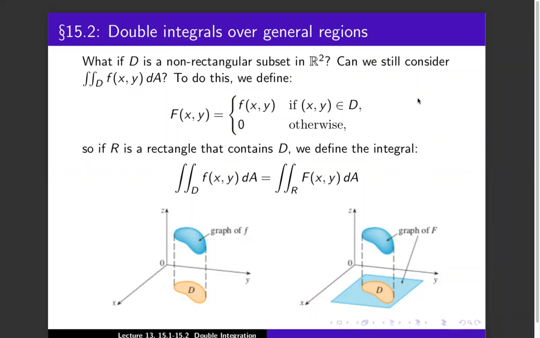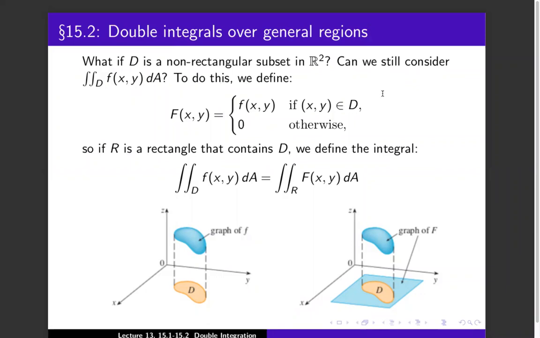You notice, by the way, that this is a perfectly reasonable thing to do because underneath the part of the graph that's 0, there's no volume. The volume of the actual solid in both these cases is the exact same thing. There's no volume under the 0 portion of it.